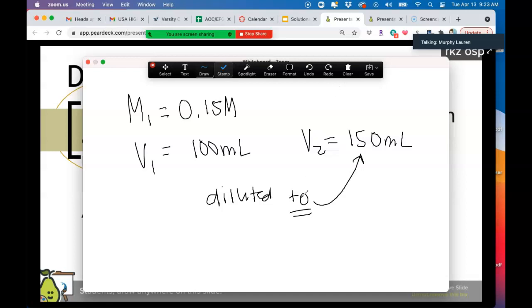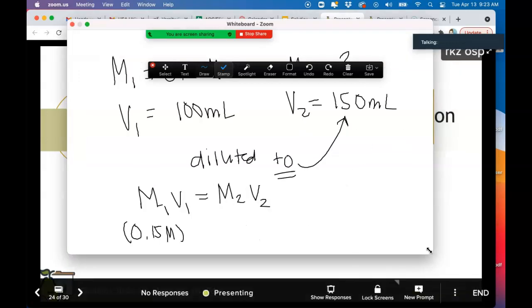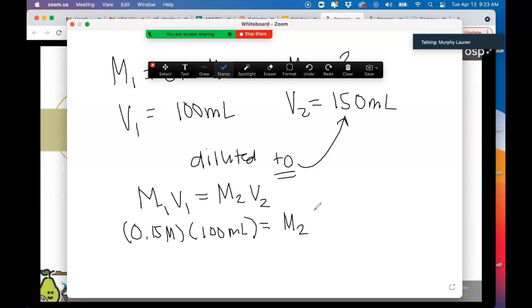In order for you to add them, it needs to say added to or mixed with or combined with or something like that. So M2 is my unknown or my X, if you want to plug it in as X. So here's my handy dandy equation. 0.15 molar, 100 milliliters. M2 is my unknown and V2 is 150. It's very easy math.